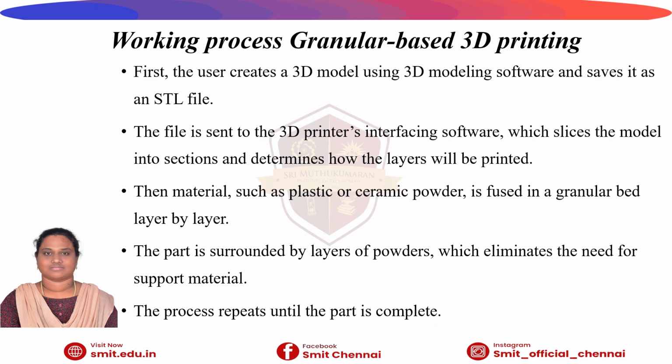During printing, a thin layer of material such as plastic or ceramic powder is spread over the build area. The required regions of this powder are fused together layer by layer to form the part. The surrounding loose powder supports the component, so no additional support structures are needed. This process is repeated for each layer until the complete part is formed.